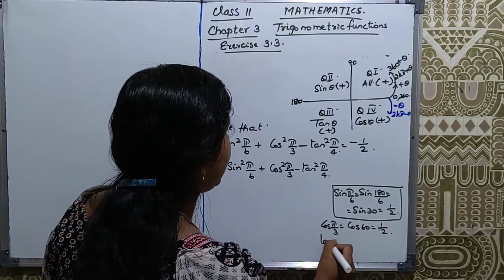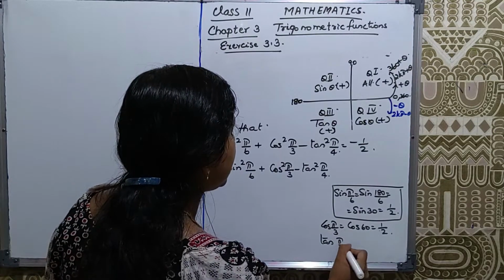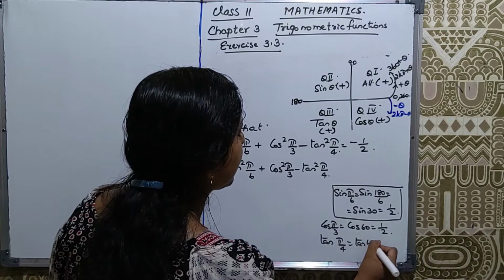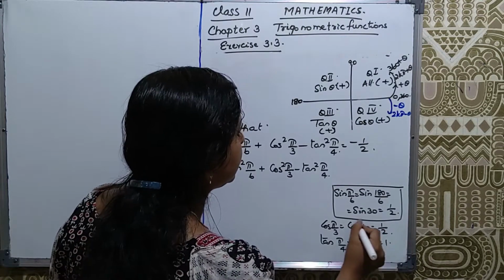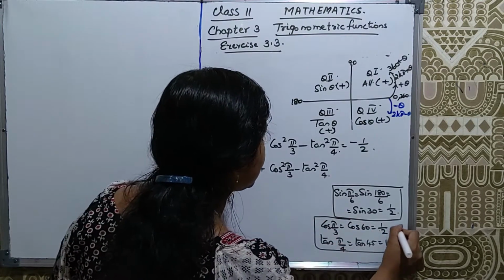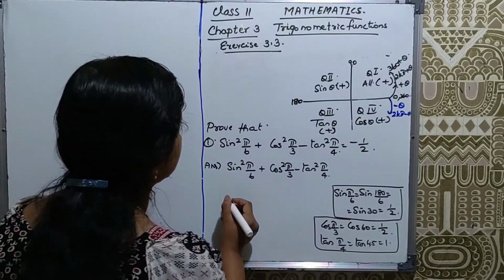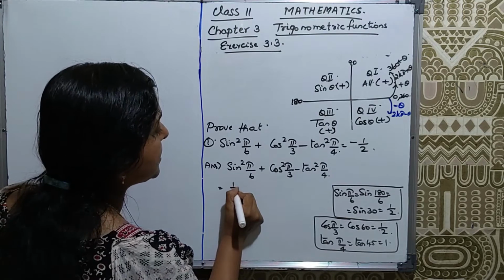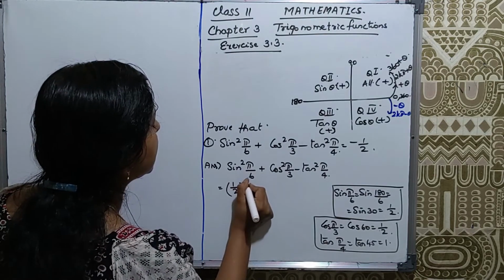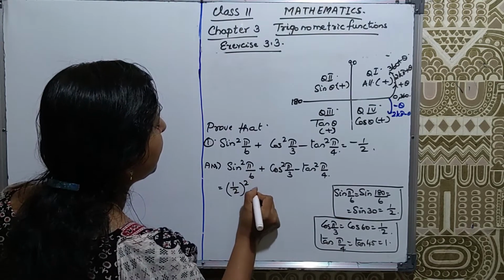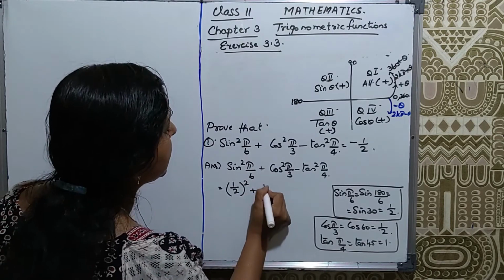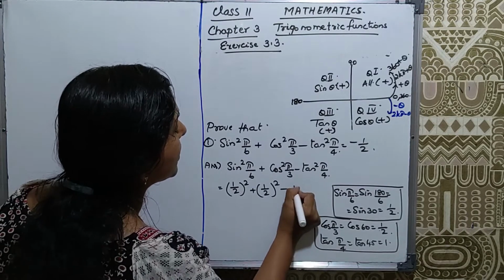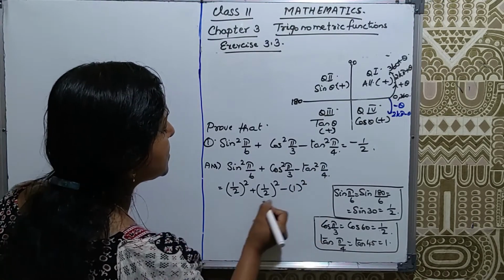Next one, tan pi by 4 means tan 180 by 4. 180 by 4 is tan 45. Tan 45 is 1. I am substituting these values in the given data. So it will be equal to sin pi by 6, that is 1 by 2, the whole squared. Plus cos pi by 3, that is also 1 by 2, the whole squared. Minus tan 45, that is 1 squared.